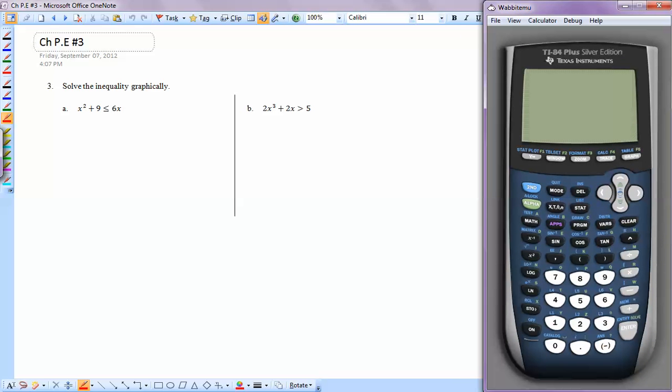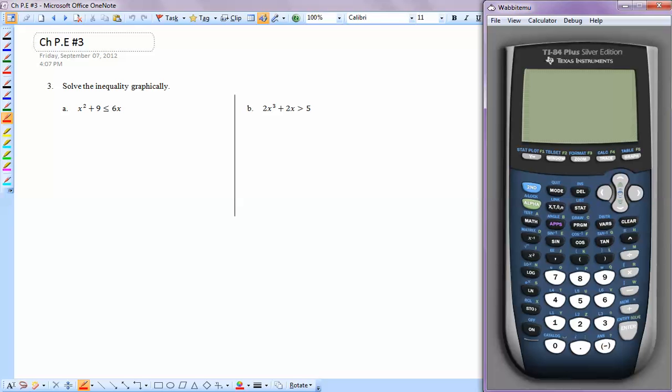So for this one, let's do chapter P.E. number 3. We're trying to solve these inequalities, but we're not doing sign charts here. Well, you can if you want, but we're going to do them graphically. You can do part A and part B two different ways.